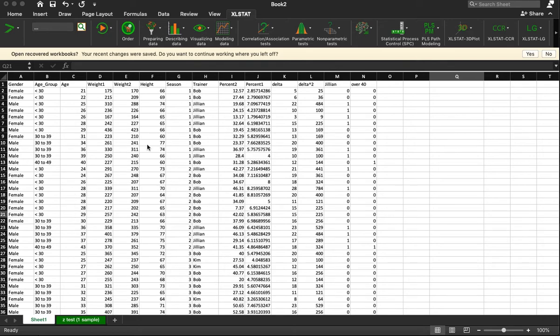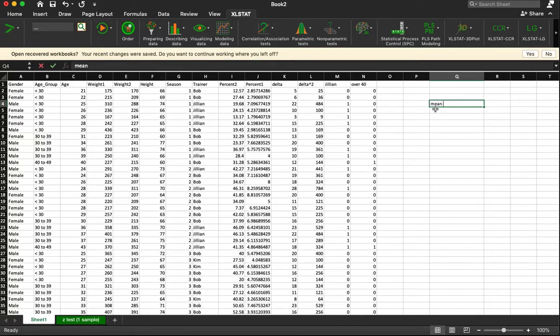Our Biggest Loser data set has a row for each person on the show, with how much weight they started with and how much they lost. This column here, delta, is weight loss during the time on the show. So we're going to take a look at this column K. Let's just start by getting some basic information.